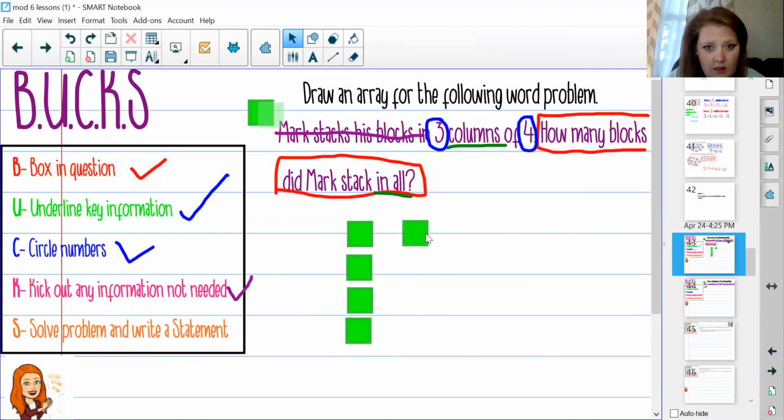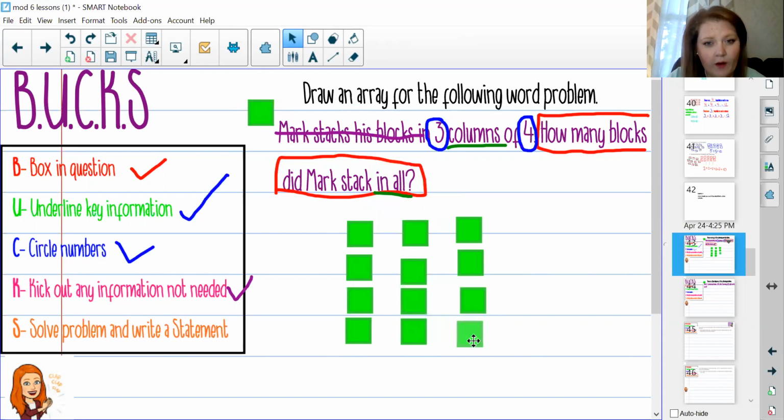Let's make a new column. 1, 2, 3, 4. And our last column. Remember, we needed 3 columns. 1, 2, 3, and 4. Okay. Did we draw our array? 3 columns of 4. 1, 2, 3, 4, 1, 2, 3, 4, 1, 2, 3, 4.